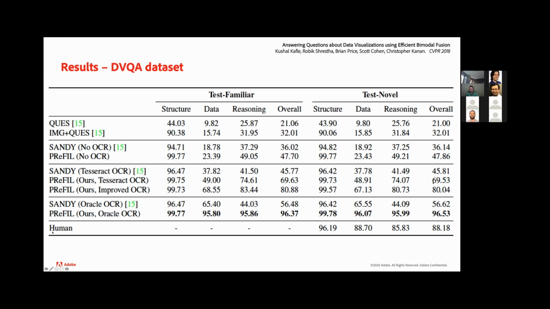With our new algorithm prefill, we got up to 69%, which is a lot better. We then trained our own OCR, which got us up to 80%. And if we were to instead use Oracle OCR, we'd get up to 96%. So you can see that if we use our OCR, we're actually not superhuman. It requires the Oracle OCR. But still, we're able to make a huge improvement from the old state of the art, from 45% up to 80%.